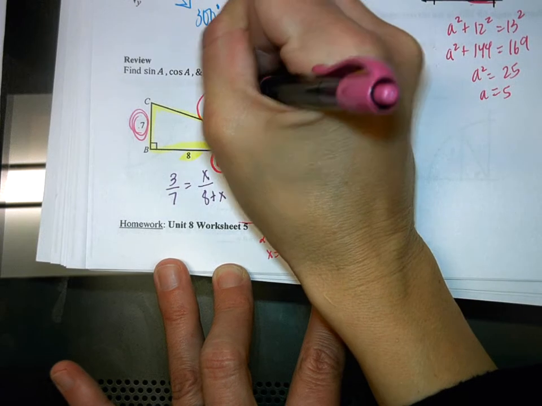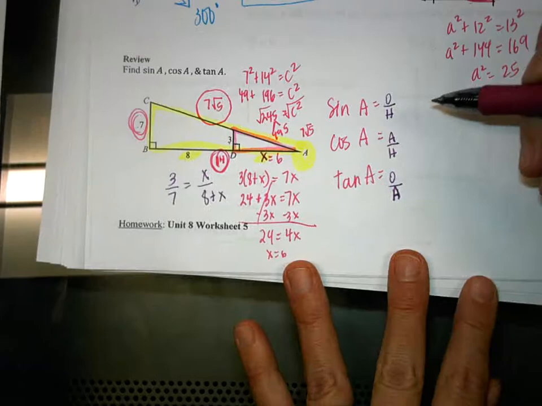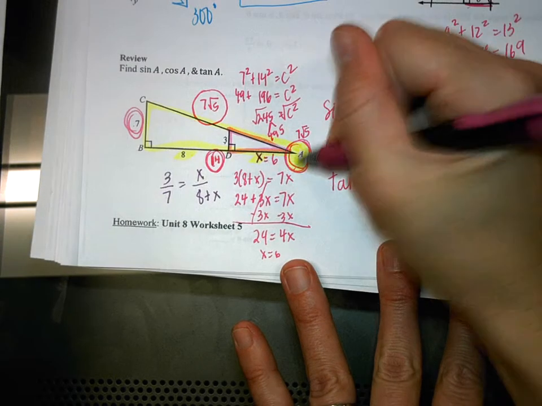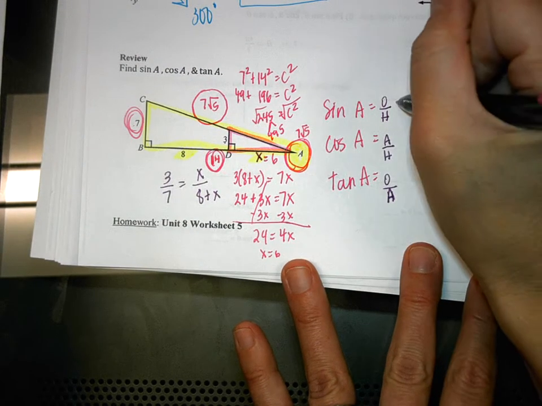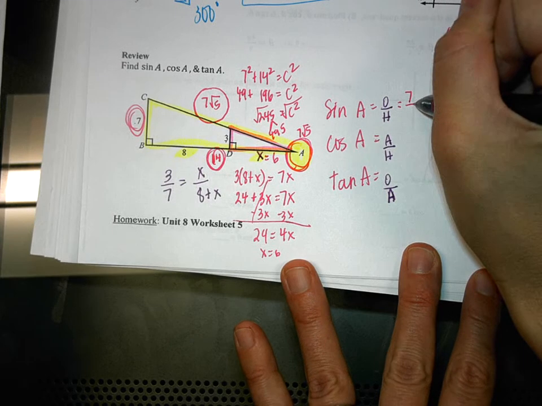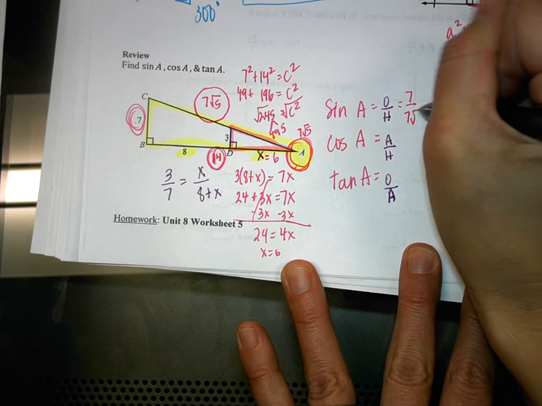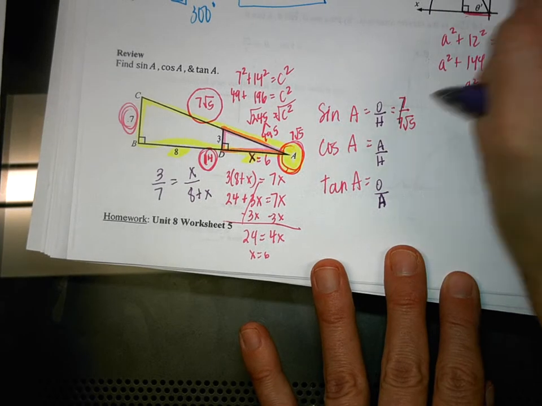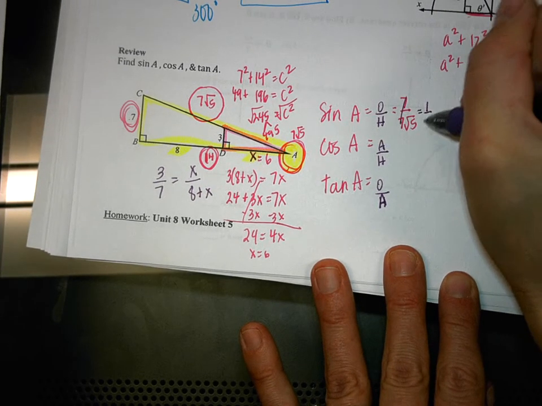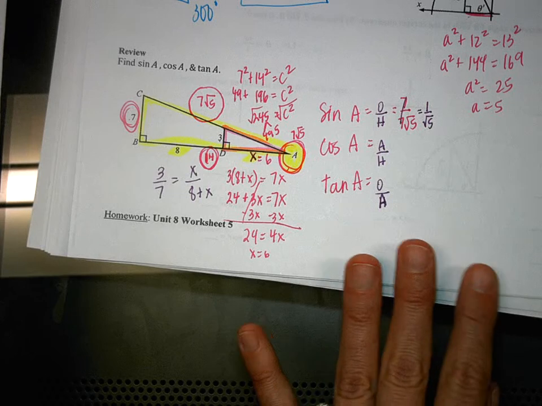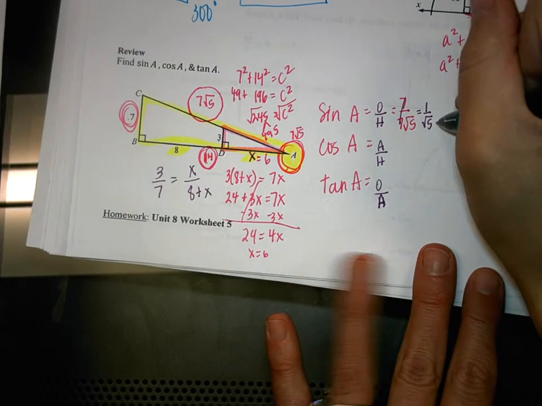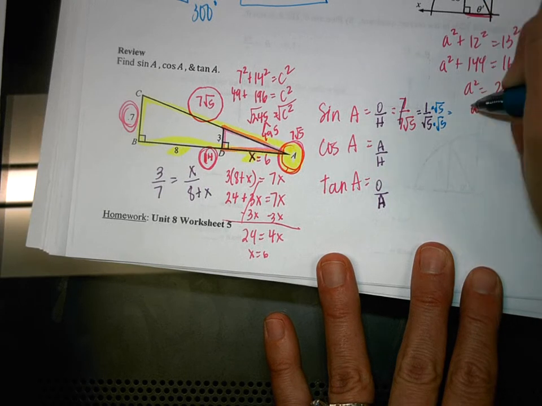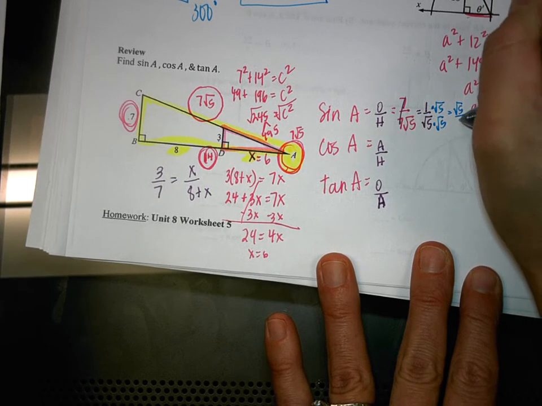Okay, so now, based on that information, if we're doing sine of A, what is opposite A? 7 over 7 root 5. These 7s cancel out. So I actually have 1 over root 5. And is that answer good? Nope. What do we do? Rationalize it. Good math talk. And we end up with root 5 over 5.